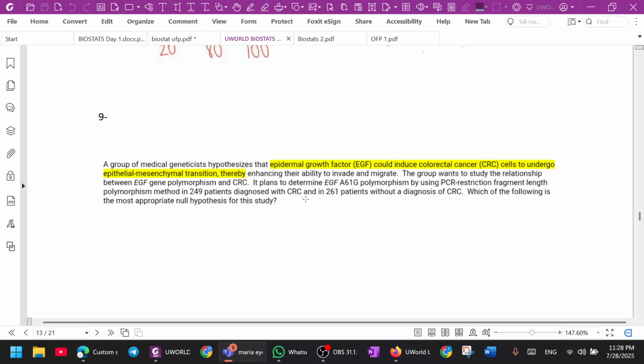If it was cohort, they will give you people with the EGF gene and people with no EGF gene, and now we follow them to see if they develop colorectal cancer. You see, they give you exposure positive and exposure negative, and we follow them for the same outcome. But here they are giving you outcome positive, colorectal cancer, and outcome negative, no colorectal cancer. And then we're checking for the same exposure, if they have EGF. It's not two exposures, it's just one.